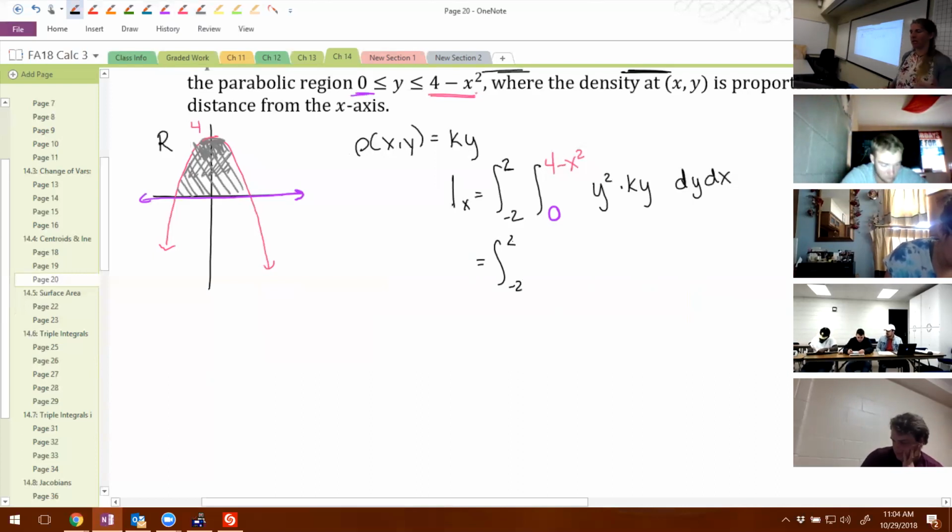This inside is the same thing as k times y cubed. K is just a constant. If you want to put it all the way out front, that's fine. And in fact, let's go ahead and do that. One less thing to have to worry about as we work throughout here.